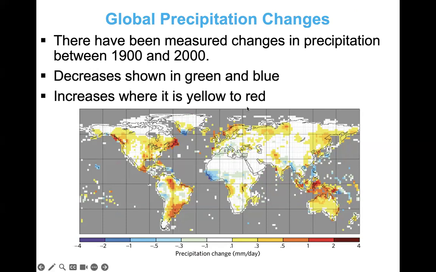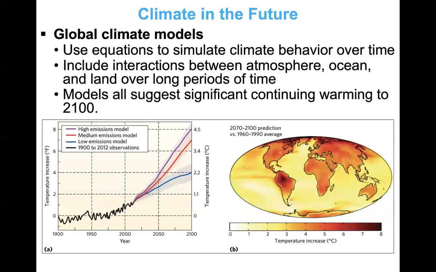There have also been measured changes in precipitation between 1900 and 2000. There's a decrease shown in green and blue. So here we have a decrease in precipitation in this area right here, and an increase where it is yellow. For example, right here we have an increase in precipitation, and this is again part of climate change, because climate change does not mean only temperature, but also precipitation, rain and snow, all these things.